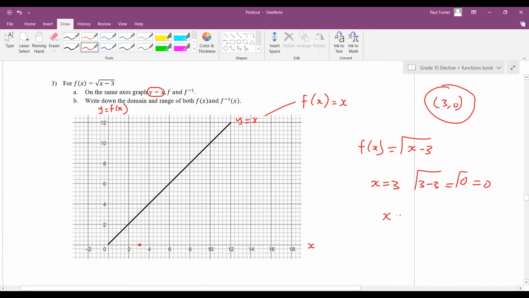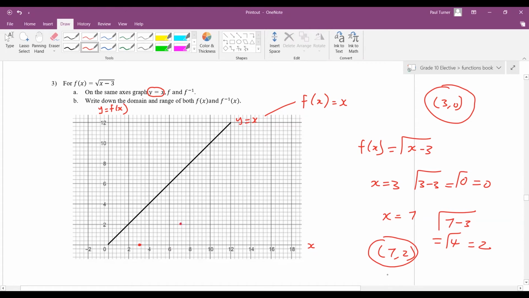So what if x is 5? 5 minus 3 is 2. That will give you root 2, which is a decimal. It's a bit messy trying to work out the decimal. We want 4, so 7. So if x is 7, I'll get 7 minus 3, which is root 4, which is 2, isn't it? So another point is (7, 2) here. So we've got (3, 0) and we've got (7, 2), which is about here. So (7, 2) is there.